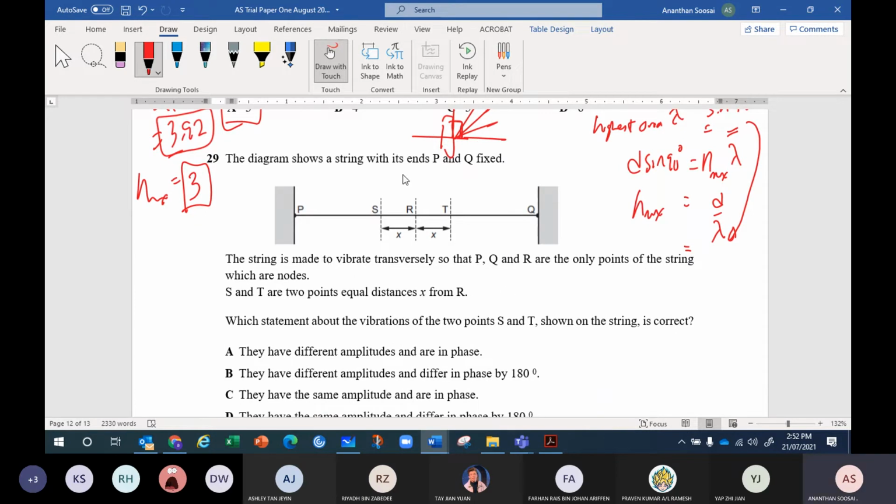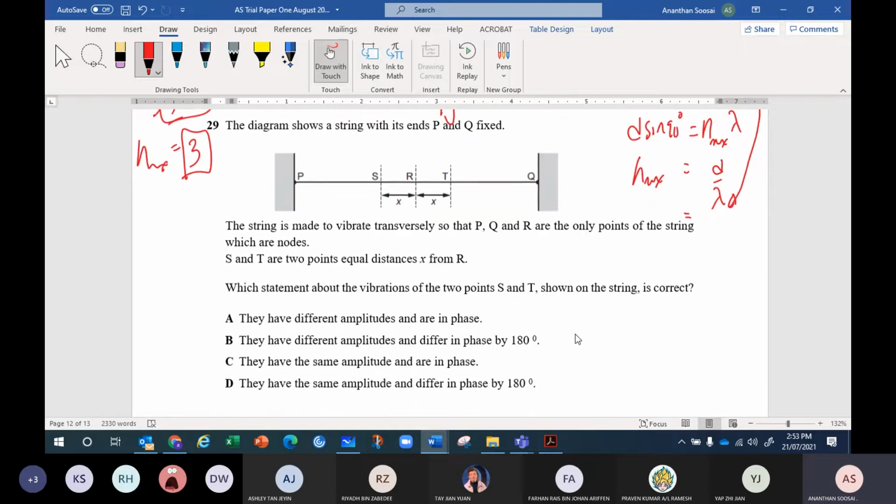The diagram shows a string, its ends P and Q fixed. The string is made to vibrate transversely. So P, Q, and R are the only points on the string which are nodes. S and T are two points at equal distance x from R. Which statement about the vibration of the two points S and T?